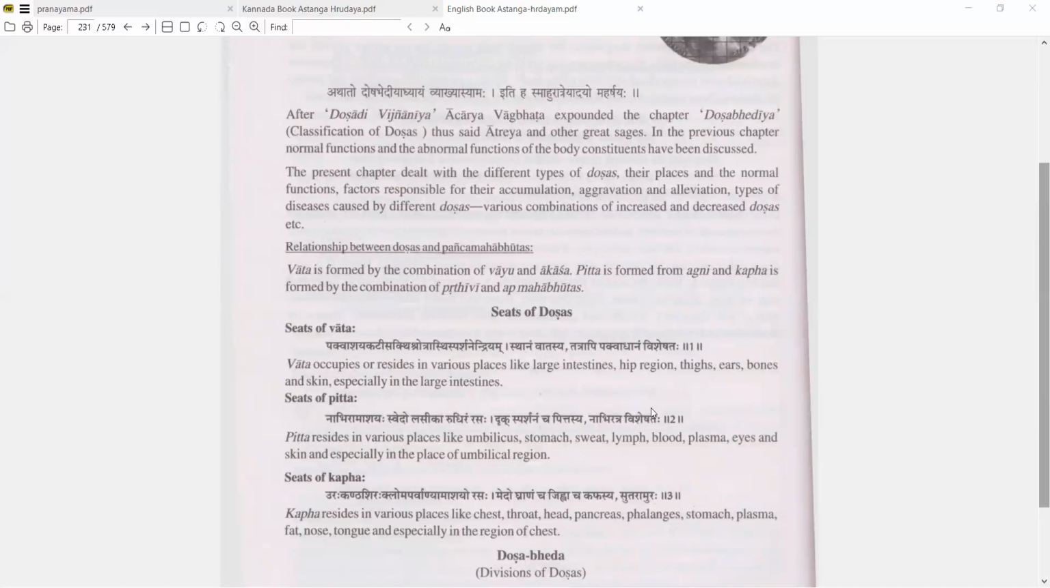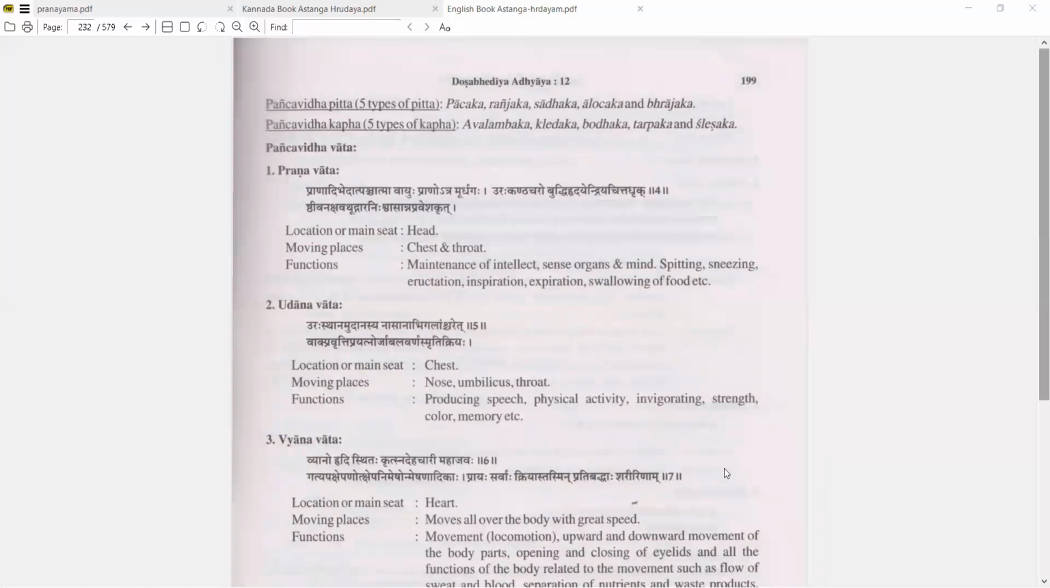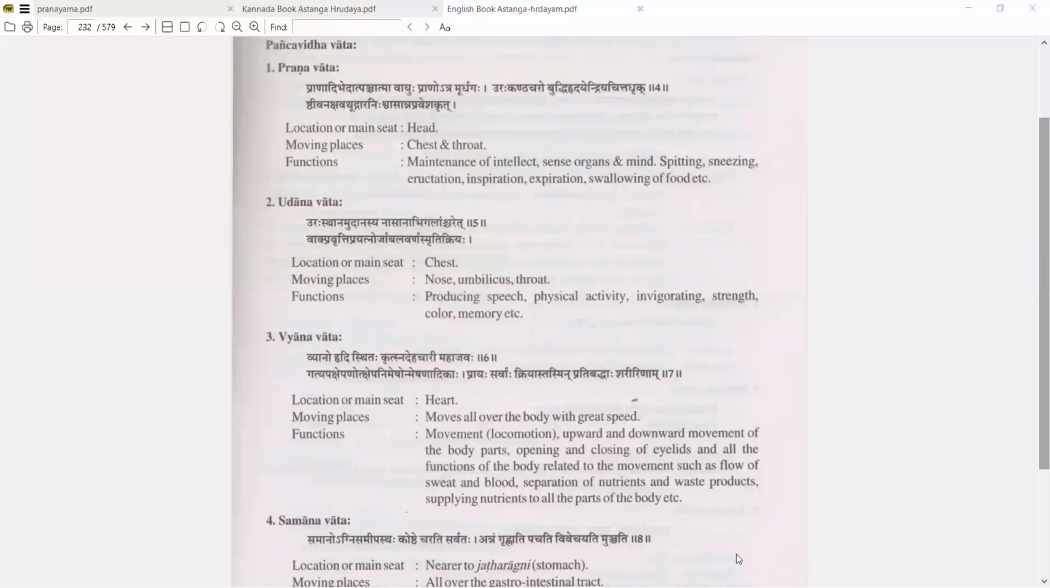Okay, I think these are the main places where the Vata, Pitta, and Kapha reside, and probably their activities are linked to the dominance of these doshas. So, further classified as the 5 types for each of Vata, Pitta, and Kapha. Anybody wants to say anything?